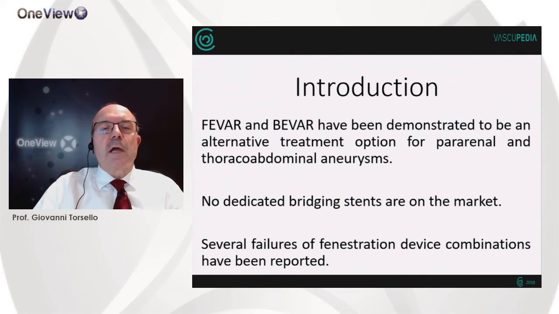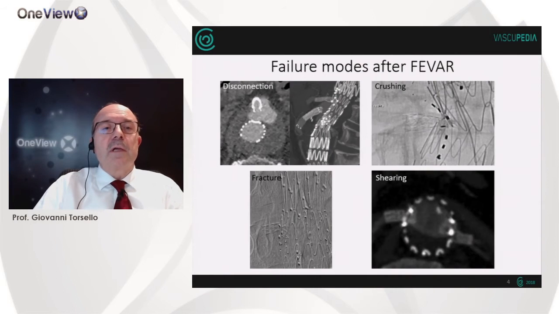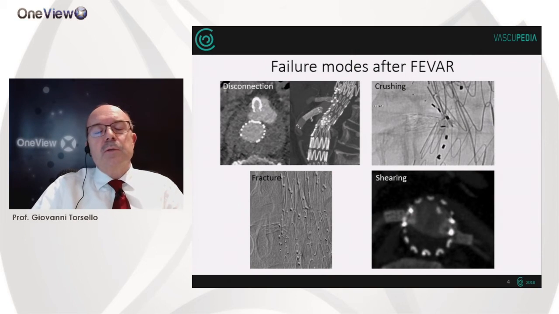However, this type of procedure is not free from complications. And during the last 20 years, we observed some failure modes. We observed some disconnections of the bridging stents from the stent graft. We saw also crushing of the stent grafts or fractures due to migration of the main body.